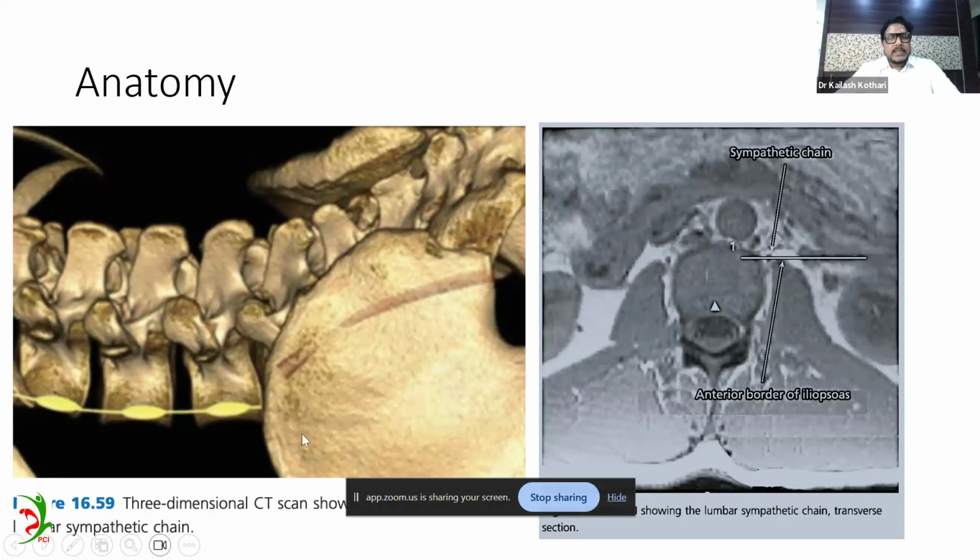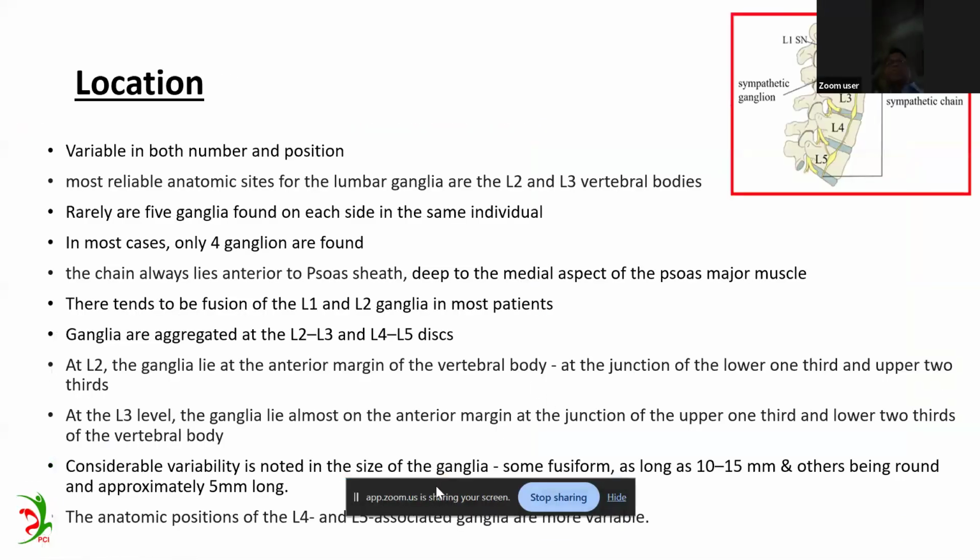So this is placed in the anterior lateral aspect of the lumbar spine, the lumbar sympathetic chain. This is a three-dimensional CT scan picture where you can see the lumbar sympathetic ganglion here, and in the CT scan you can see it on the anterior lateral aspect of the vertebral body. And this is iliopsoas. You can see my arrow. This is iliopsoas, and just anterior to the iliopsoas, medial to iliopsoas, you can see the sympathetic ganglion.